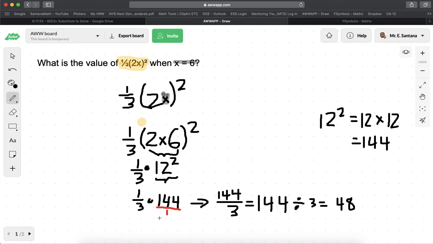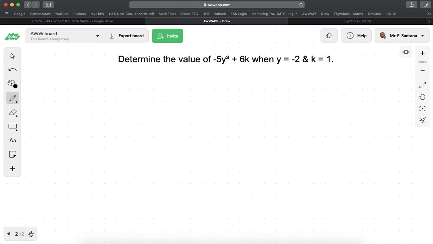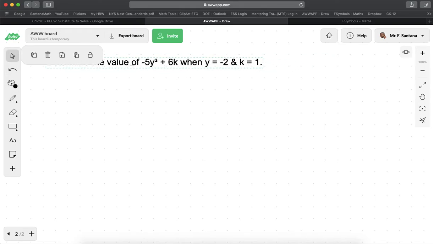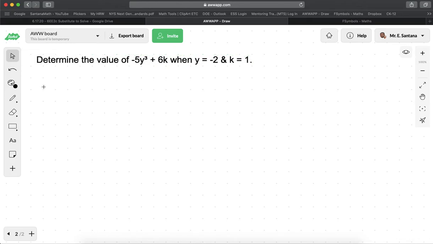But we're going to do a second problem. Here it is. This one's a little more complicated. As you can see, there's more than one variable in it. So we're going to do the same thing. Let's highlight the expression. It's going to be this piece right here. That is the expression. So that's the part that we're rewriting.